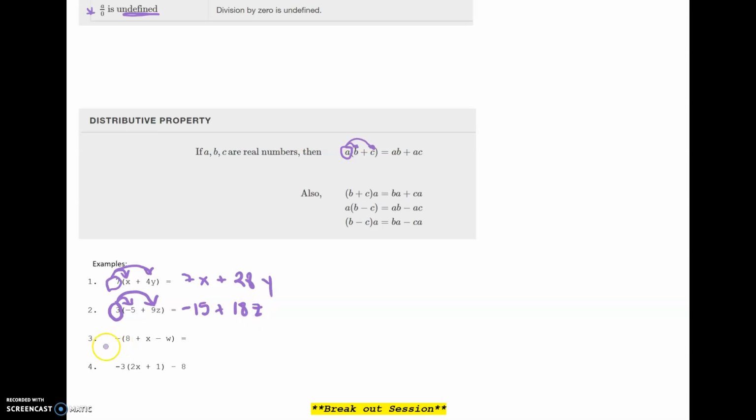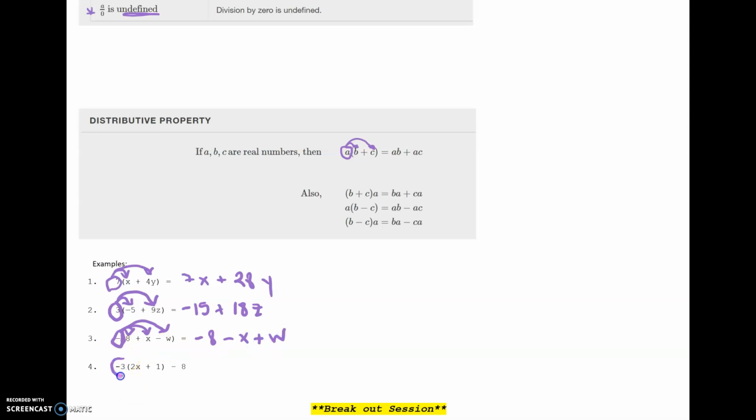And then here for number 3, now notice I don't have a number, I just have a sign. Whenever we have a sign and no number, we assume the number to be 1. So I'm going to multiply negative 1 by 8, by x, and by negative w. So negative 1 times 8 is negative 8. Negative 1 times x is negative x. Negative 1 times negative w is a positive w.